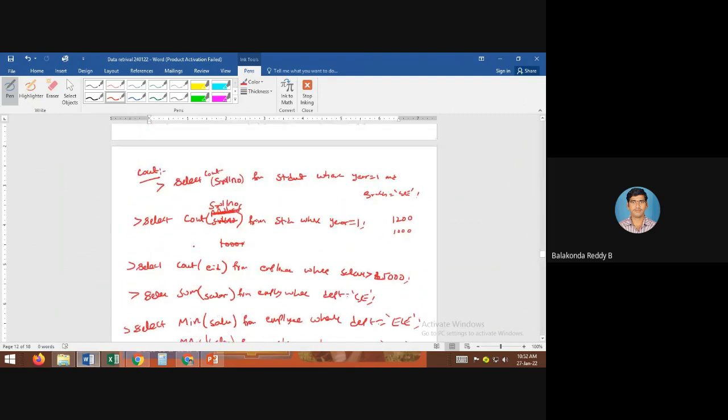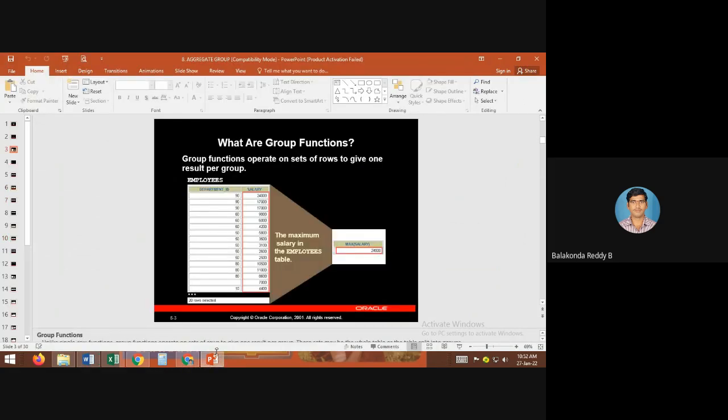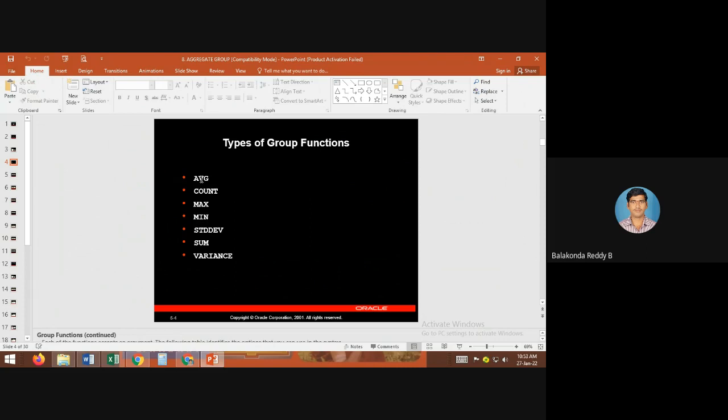Aggregate functions are grouping functions. SQL supports the following grouping functions. First one count, second one sum, third one min, fourth one max, fifth one AVG, average.